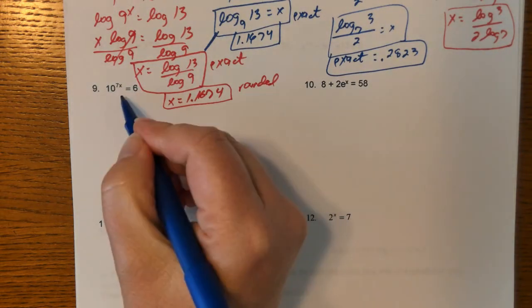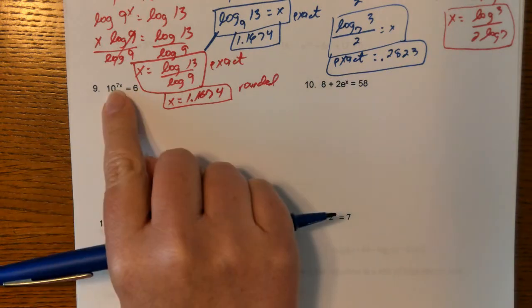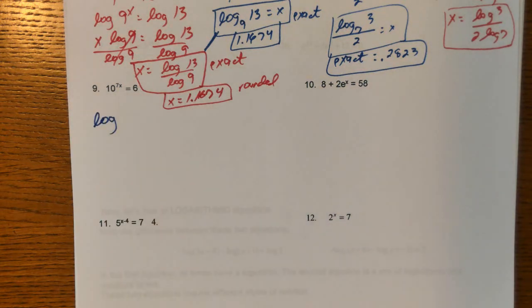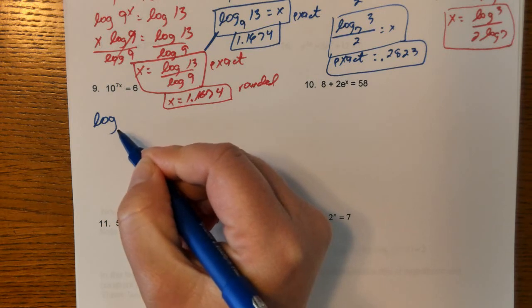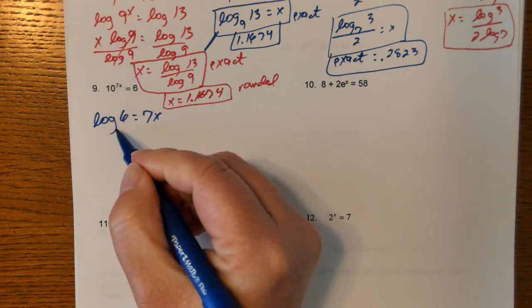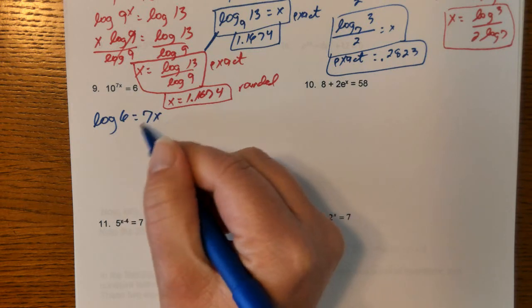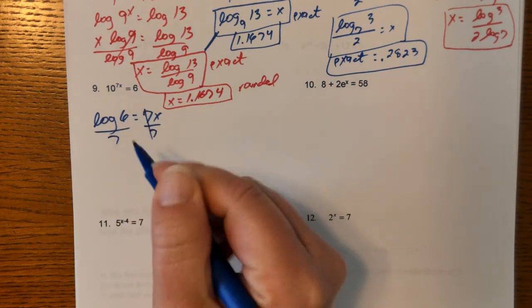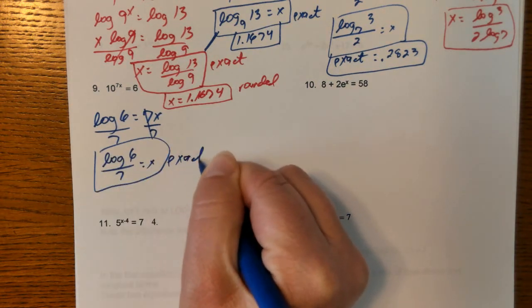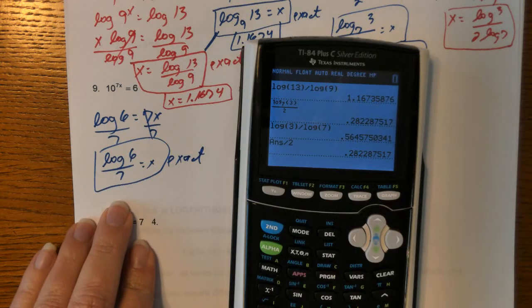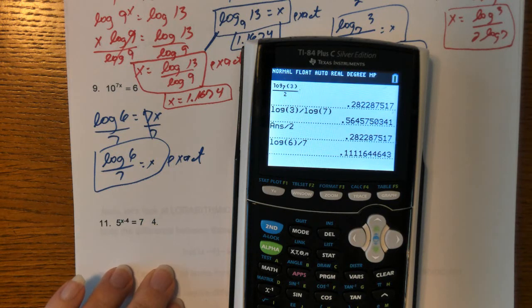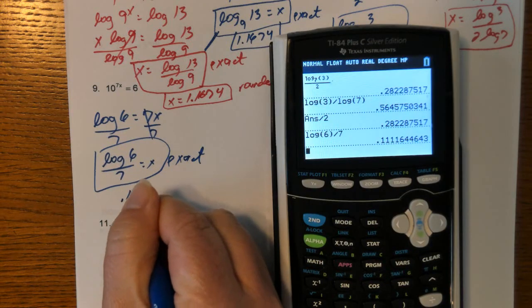Okay, so number 9, 10 to the 7x equals 6. This is an exponential. The exponential part is by itself. So I'm going to say log base 10. Now keep in mind, if the base is 10, I don't have to write it. It just knows the base is 10. Of 6 equals 7x. All that's left to get x by itself is to divide by 7. So my exact answer is log 6 over 7. And if you type that in a decimal, I can hit log 6 divided by 7, and I get my decimal 0.1112 if I rounded to 4 decimals. Okay.